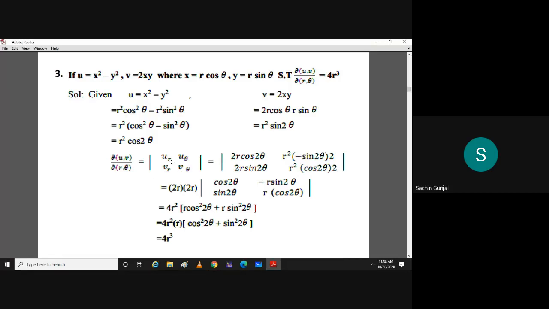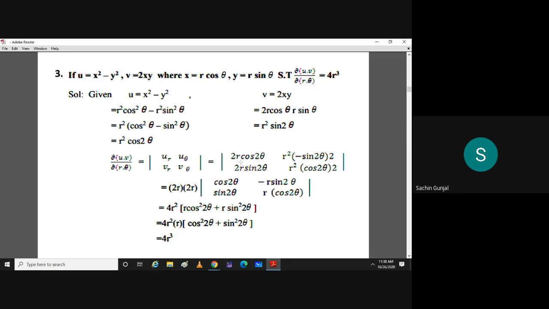Now u with respect to r, theta will be treated as a constant. So cos 2 theta as it is, and the derivative of r square with respect to r is 2r. Then u with respect to theta, r square is constant. The derivative of cos 2 theta is minus sin 2 theta into 2. Then v with respect to r is 2r, sin 2 theta is constant. Then v with respect to theta, r square into cos 2 theta into 2. All right.